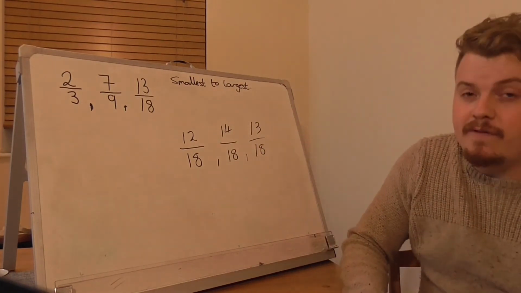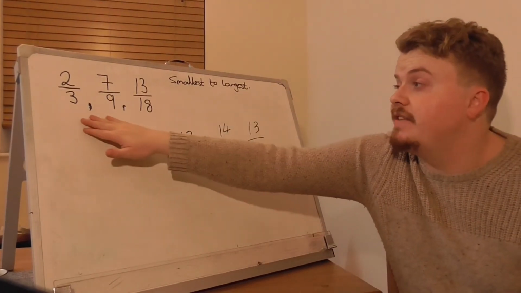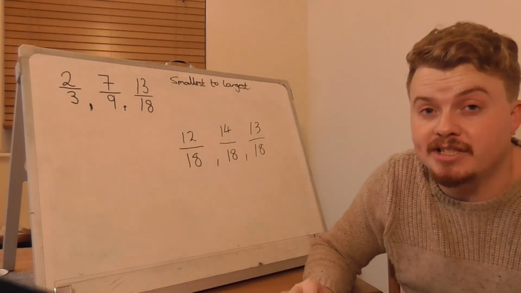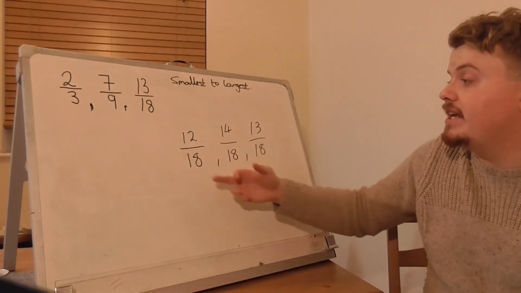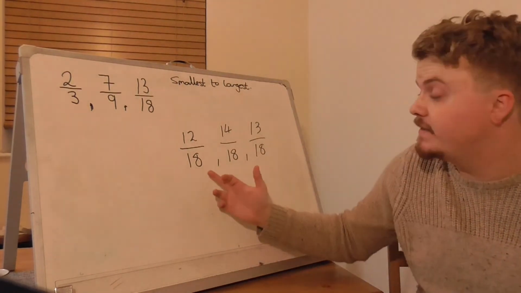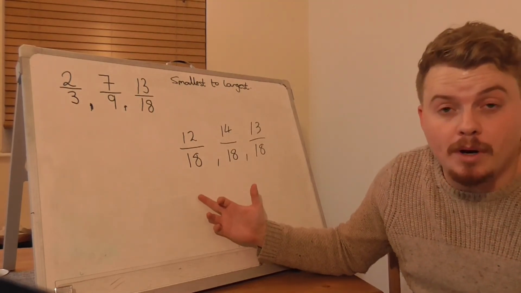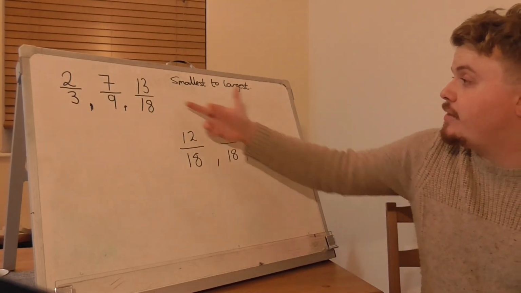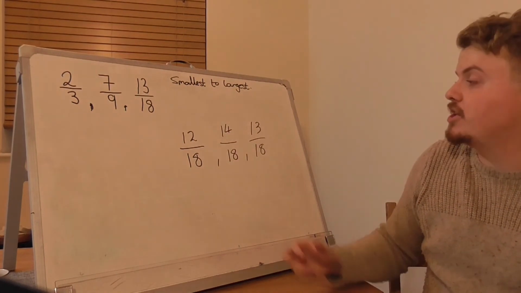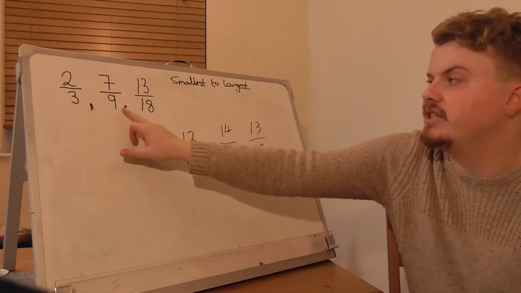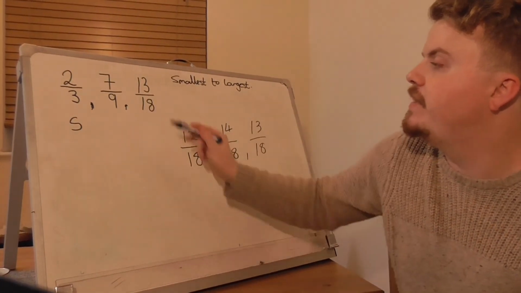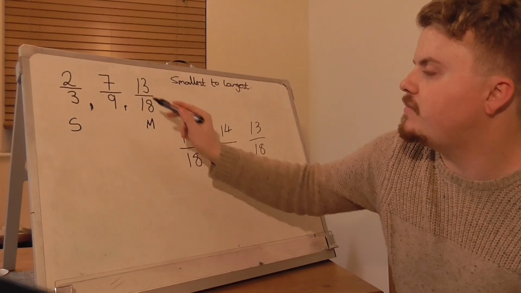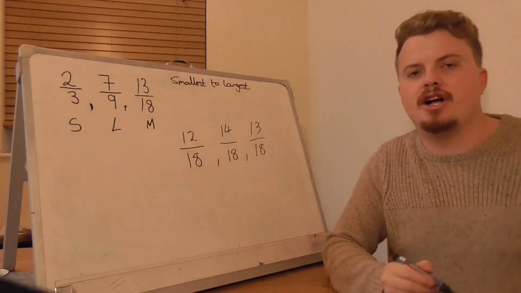Okay. So if I'm being asked to arrange these fractions from smallest to largest, it's now very easy for me. I can see that the smallest fraction here is this one because there's only 12 eighteenths. The second smallest, or the middle one, is here, 13 eighteenths, and the largest fraction is 14 eighteenths, which is this one here. So this would be the smallest, this would be the middle, and this would be the largest fraction.